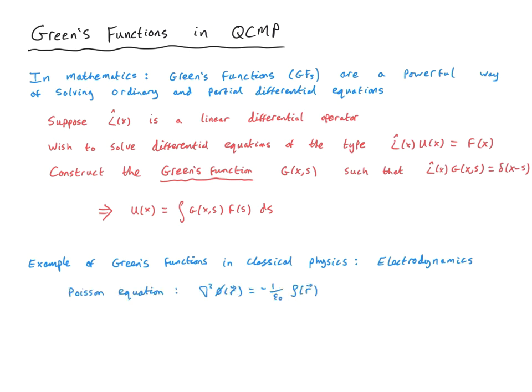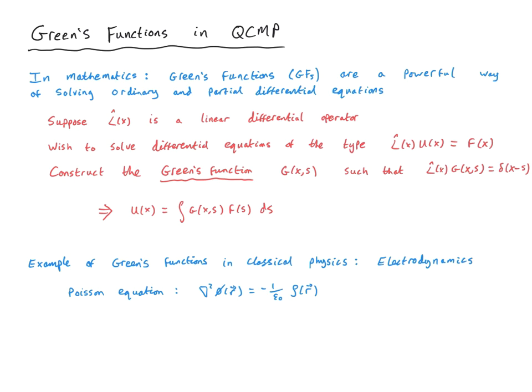For example, let's take the Poisson equation, where we have a differential operator which is the Laplacian, del squared, acting upon our electrostatic potential phi of r, and this is equal on the right-hand side to minus 1 upon epsilon naught times the charge density rho of r. In analogy to the above expression involving our L operator, our solution u of x, and our source term f of x, here we see that the differential operator L hat is the Laplacian del squared.